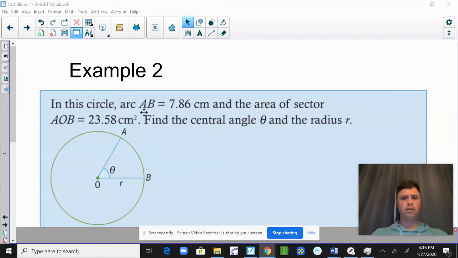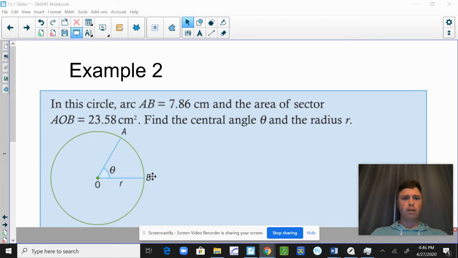All right, this is the final example from 12.1 that we're going to look at. This one's a little bit more challenging in that we're going to be dealing with two unknowns. And so we're going to set it up, take a look at how we could solve through an example that's a little bit trickier. So in this case, we're given some information in the circle, the arc AB.